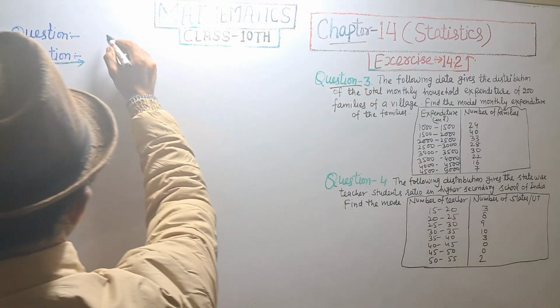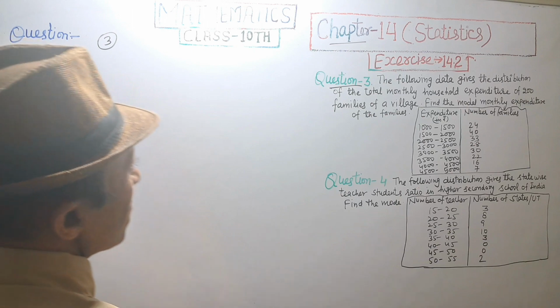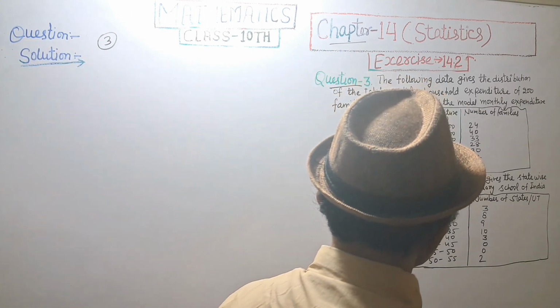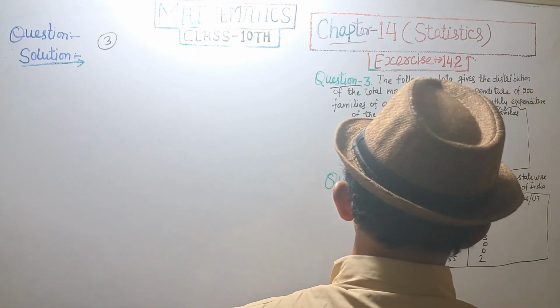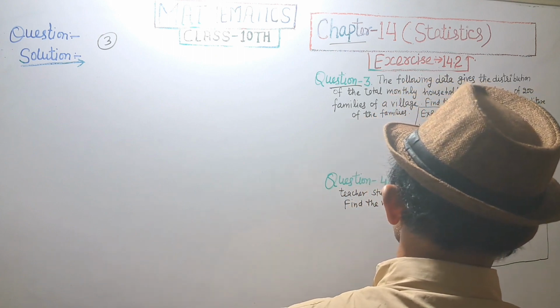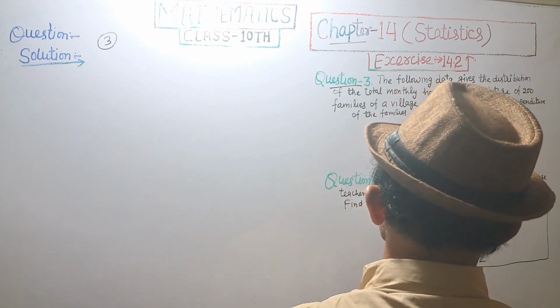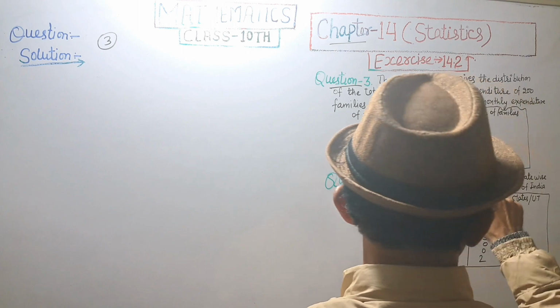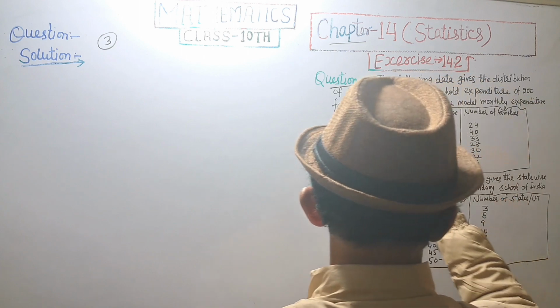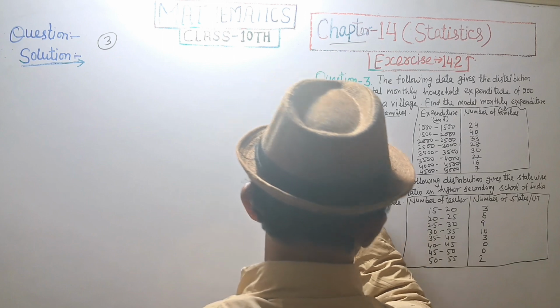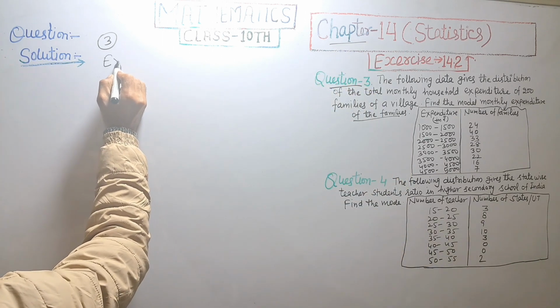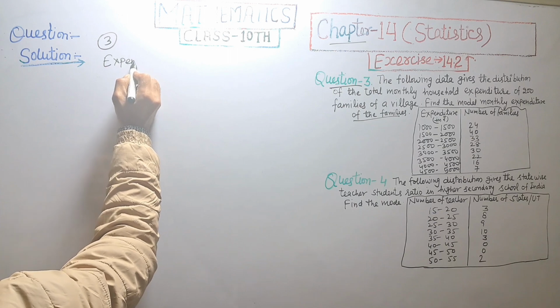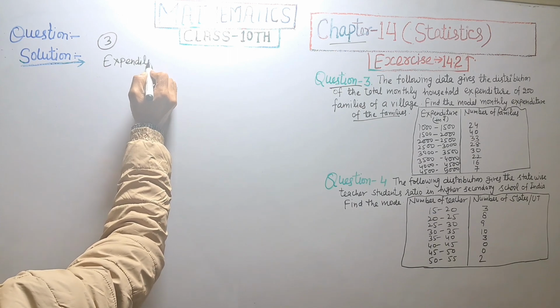Question number 3. The following data gives the distribution of the total monthly household expenditure of 200 families of a village. Find the modal monthly expenditure of the families. Expenditure.